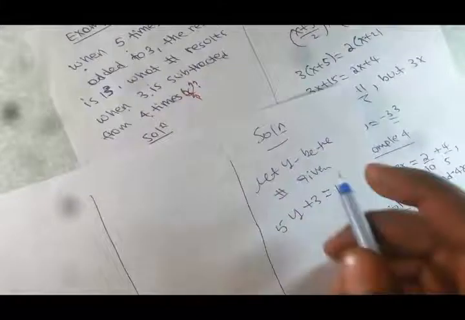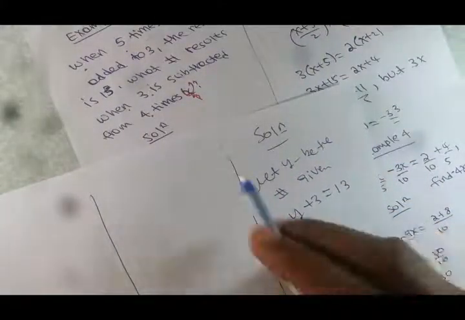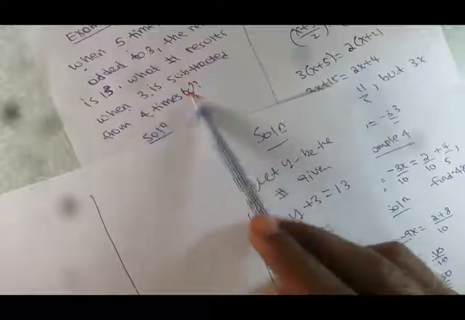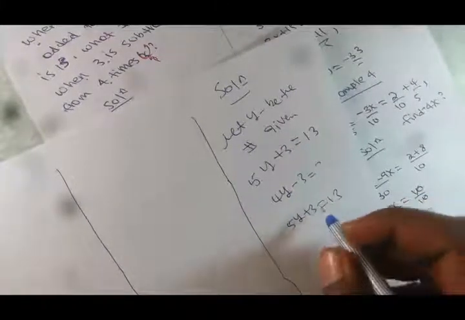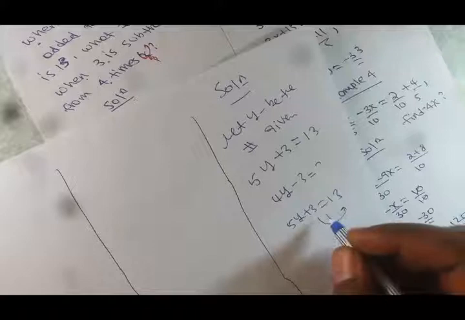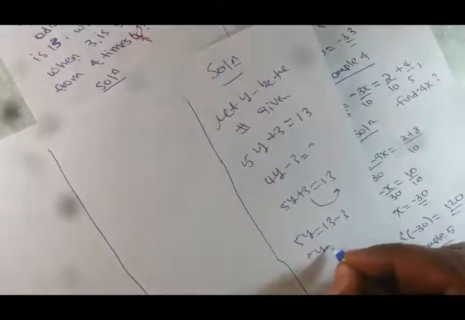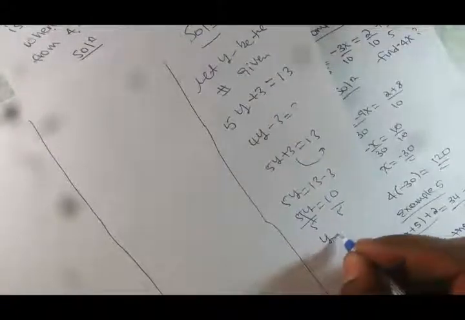You are asked to find what is the result when 3 is subtracted. You are asked to find 4y minus 3, because 3 is subtracted from 4y. From where is 3 subtracted? From 4y. This is 4y minus 3. Therefore, you are given 4y plus 3 is equal to 13. To find y, pass 3 to the right. Therefore, 4y is equal to 13 minus 3. 4 times y is equal to 10. To find y, over 4 over 4. Y is equal to 2.